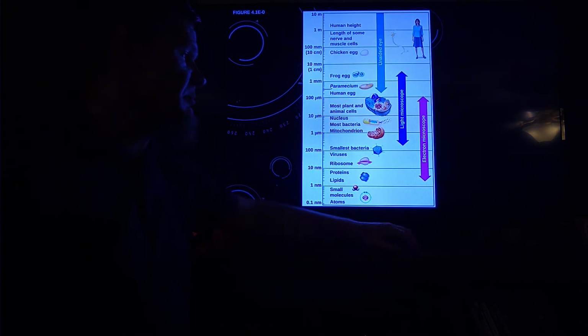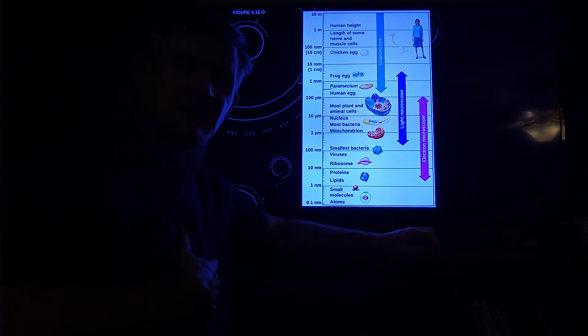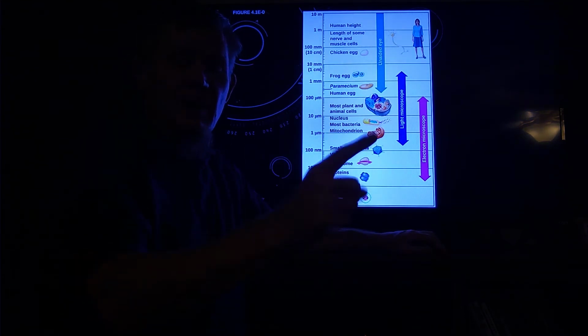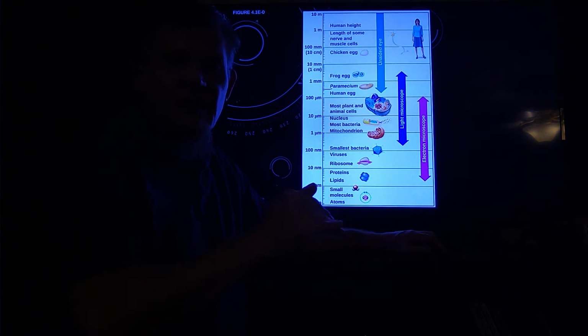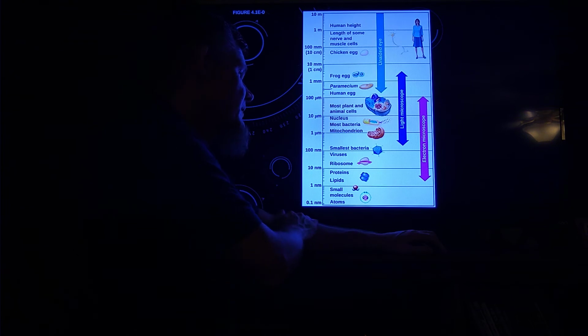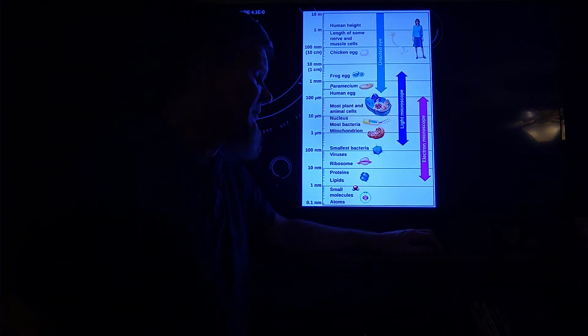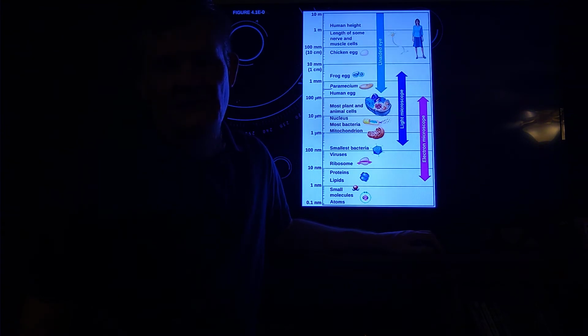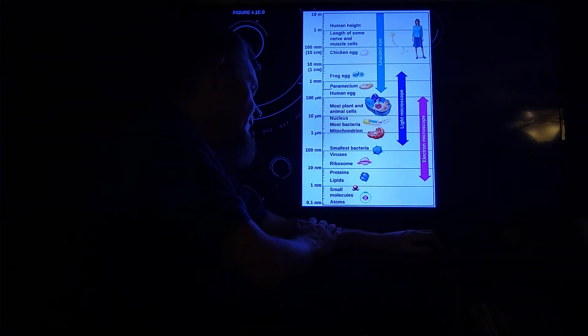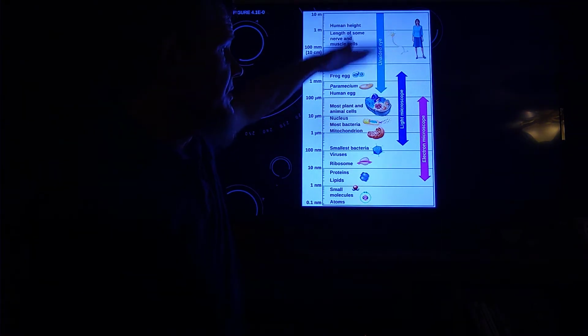The smallest bacteria are about 100 nanometers, which means if I lined 1,000 of them up, it would be like the width of a hair. Very, very small. Some of the smallest bacteria are roughly about 100 nanometers. Some viruses are about the size of 100 nanometers. So this shows a sense of scale of how far down we can measure things.